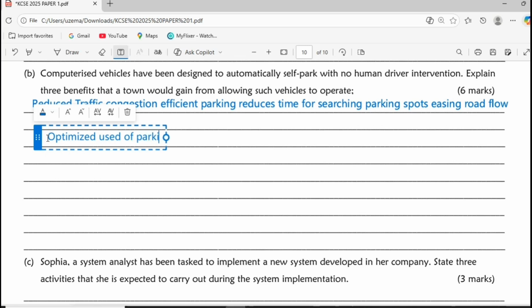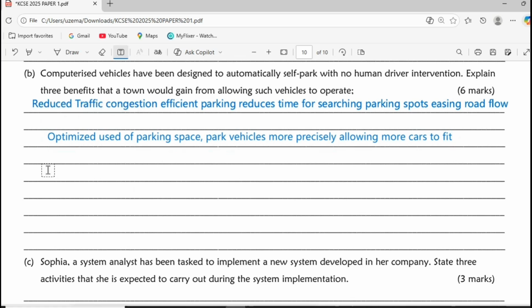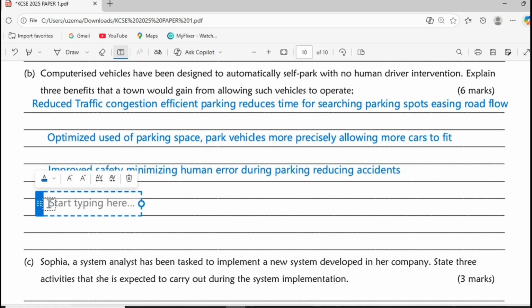If you are, for example, in a town, there are a lot of cars or motor vehicles on the road, so the time that you need to look for a parking spot is going to be reduced because everything will happen automatically. Two is that it optimizes the parking space available, because it's able to precisely allow more cars to fit in a parking spot. Three, it improves safety, minimizing human error during parking, and because of that it reduces accidents.